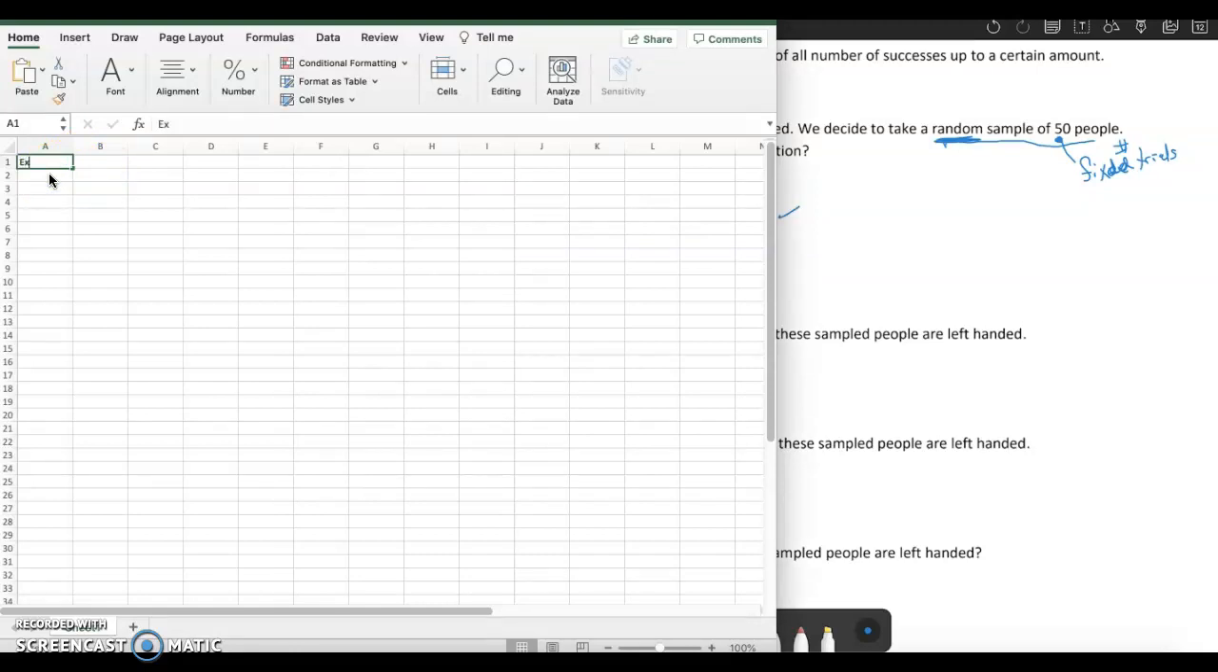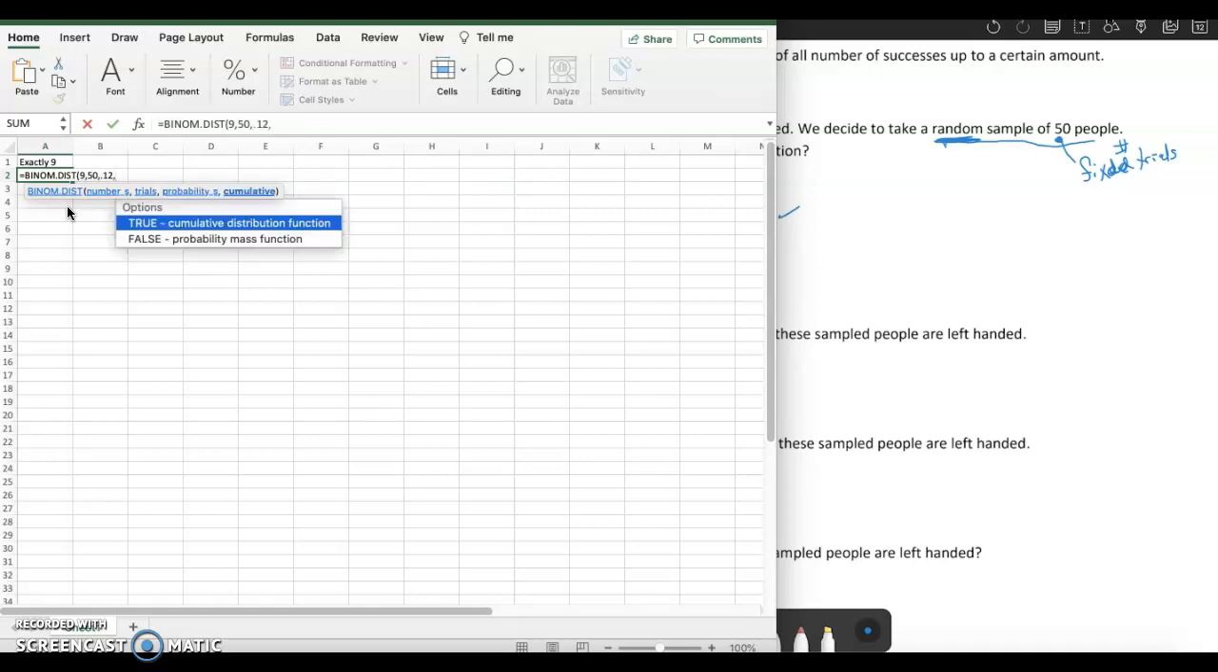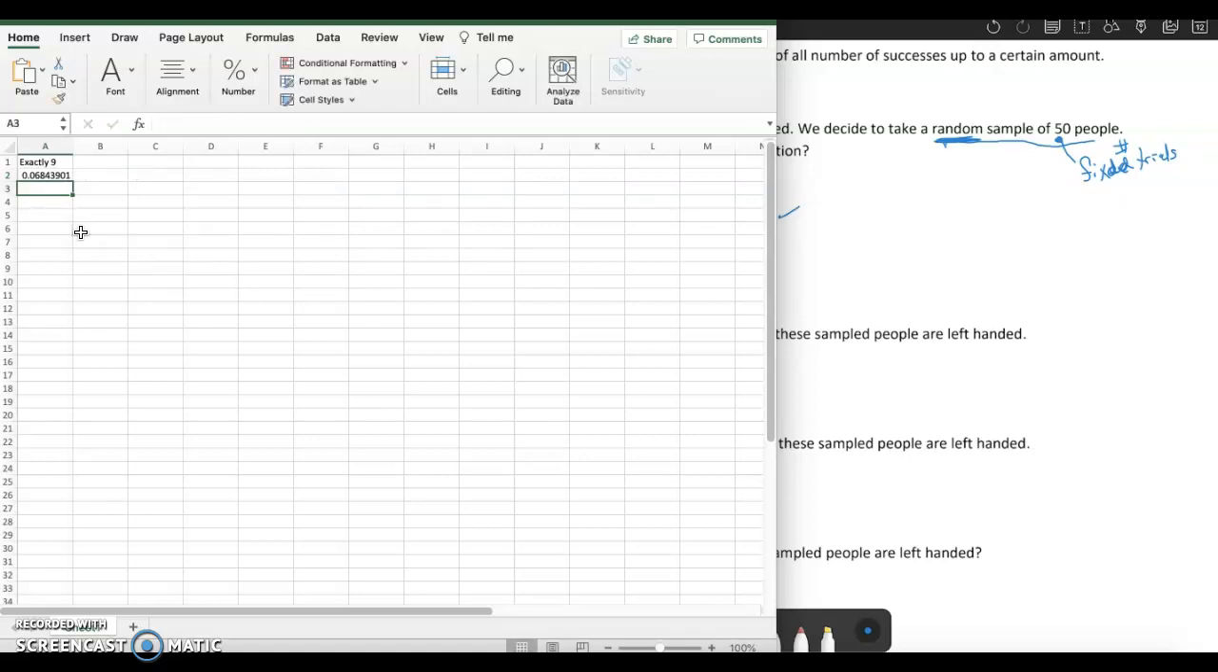So let's see, I'm going to write exactly 9, and underneath that I'm going to type in equals binom.dist, and then notice it says the number that we're looking for, successes, so 9, comma, trials is 50, comma, the probability is 12%, comma, and then it asks you cumulative or not, and it kind of reminds you here your options are either true or false. So for us, we're going to say false. No spaces between your commas or anything like that. Hit enter, and it gives me the answer.